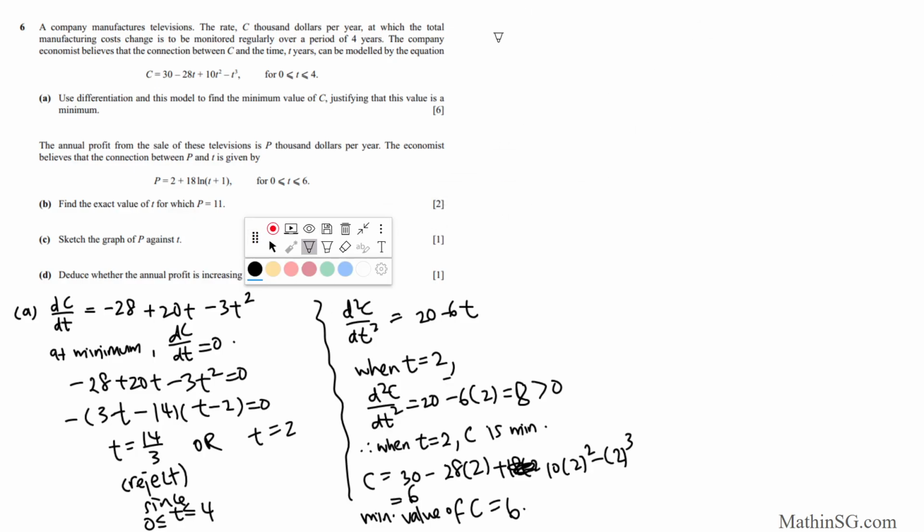Okay, let's move on to part B. So the annual profit from the sale of these televisions is P, in $1,000 per year. So the economist believes that the connection between P and t is given by this equation. Find the exact value of t for which P is equal to 11. So when P equals to 11, 11 equals to 2 plus 18 ln(t plus 1). Okay, and they want the exact value, so we cannot use the calculator. So what I'll do is I'll first bring the 2 over.